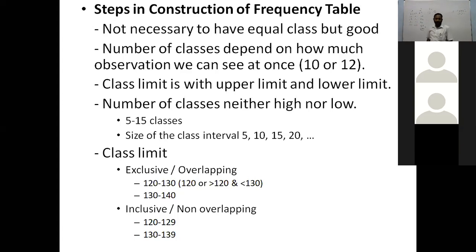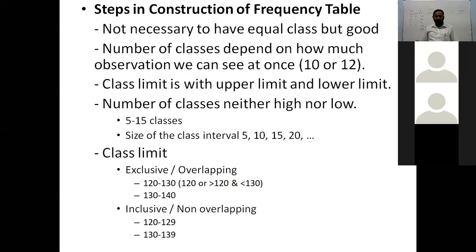Second information is the number of classes. How many classes do we have here? 5, sir. 5 classes. This is the first one, second one, third one, fourth one, fifth one. So we can have 5 classes, for example, or depending on the data, we can have 10 classes or 15 classes. It is not necessary to go with those numbers. We can have 7 classes or 8 classes or 12 classes.